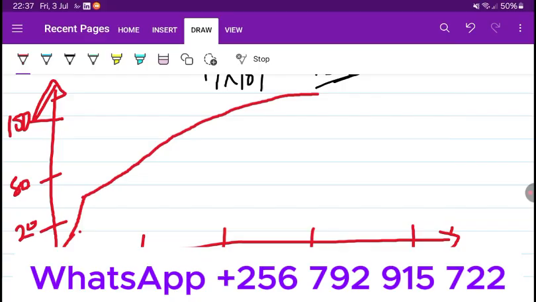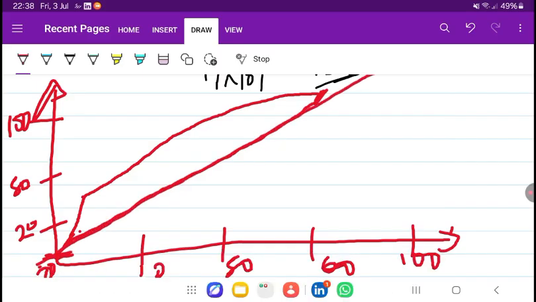Now, how do we draw the line? The line, we draw it from this last point here, and then this last point. You draw a straight line connecting these two values. To make an interpretation, you look at the gap here. If it is big, then you conclude. So that's how basically we draw the Lorenz curve.